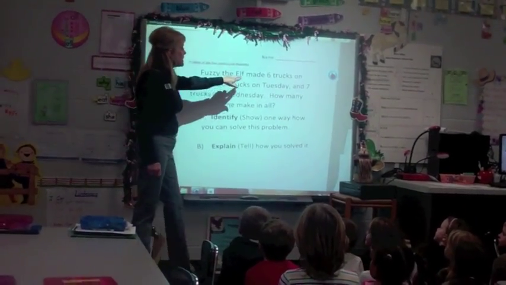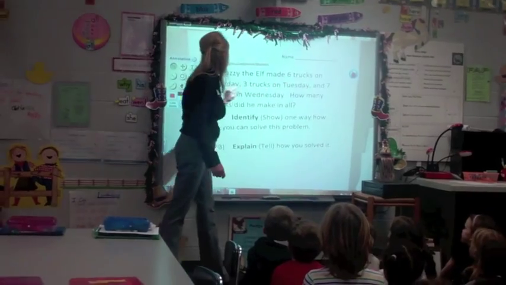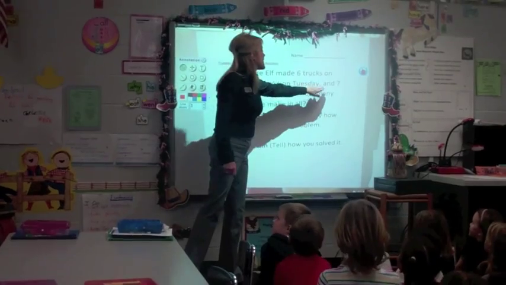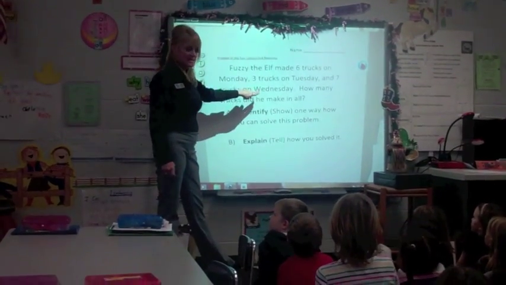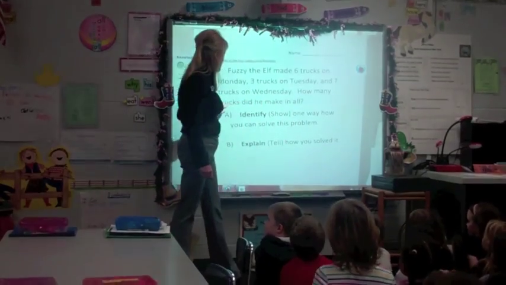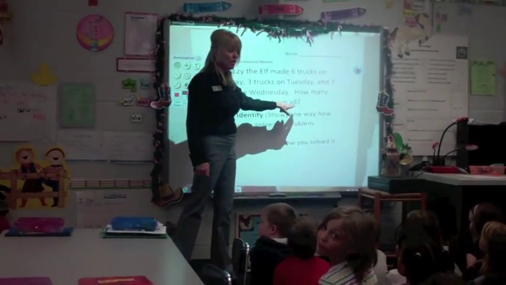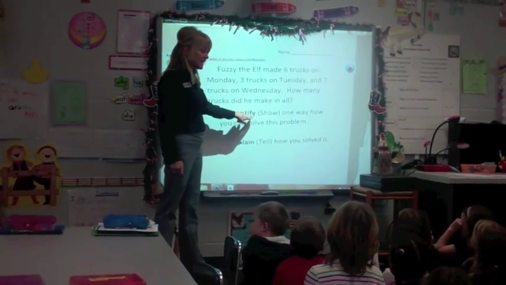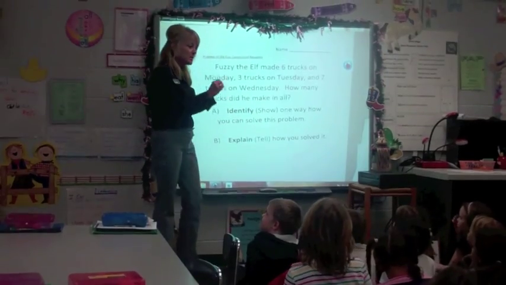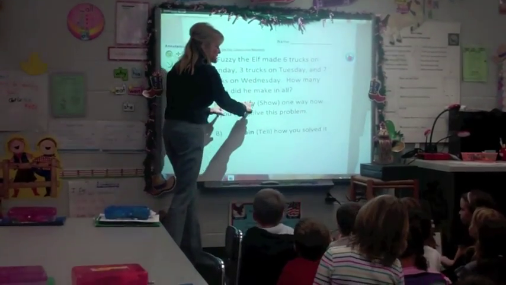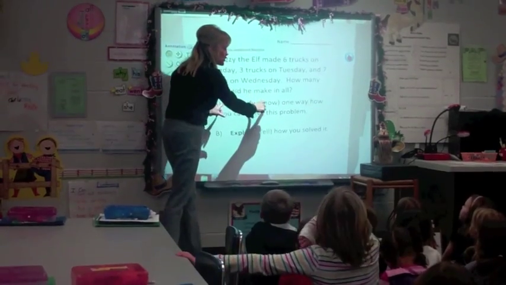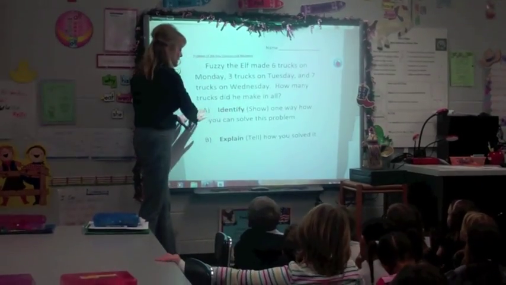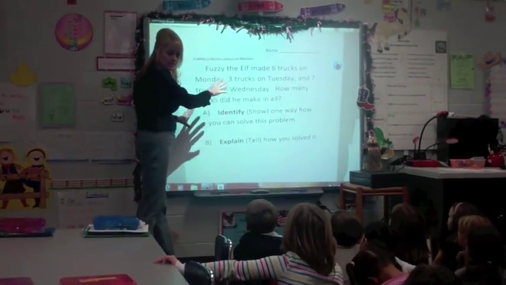Fuzzy the elf made 6 trucks on Monday, 3 trucks on Tuesday, and 7 trucks on Wednesday. How many trucks did he make in all? A, you're going to identify. Identify is bolded. That's a big word. It means the same thing as show. I want you to show me one way how you can solve this problem. Okay? For A, you're going to show me how you can solve this.